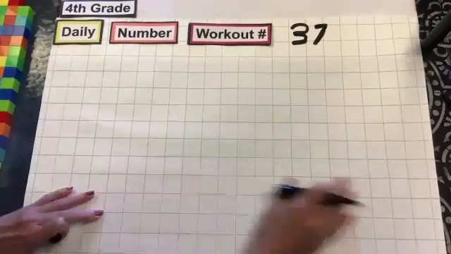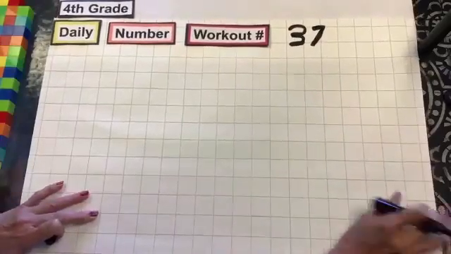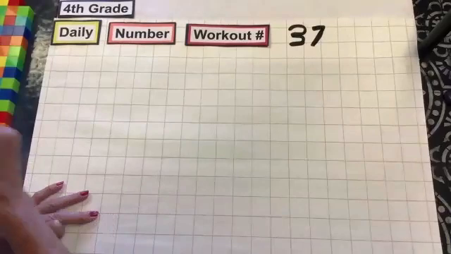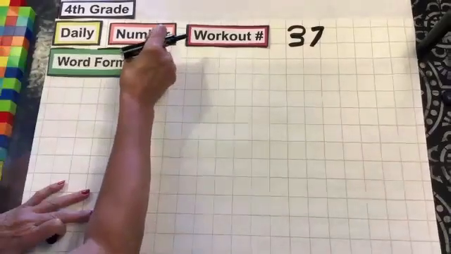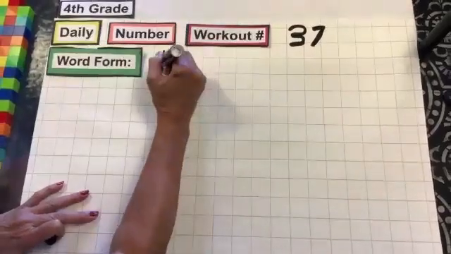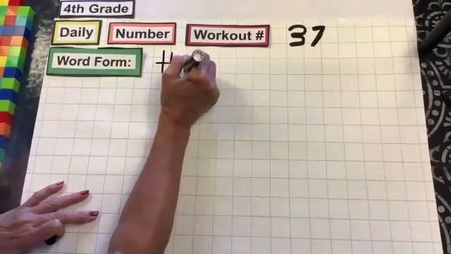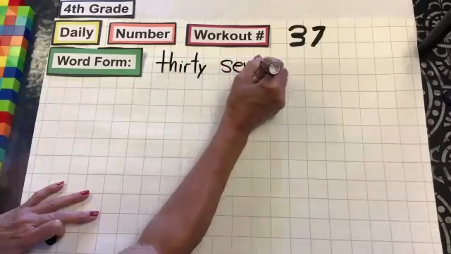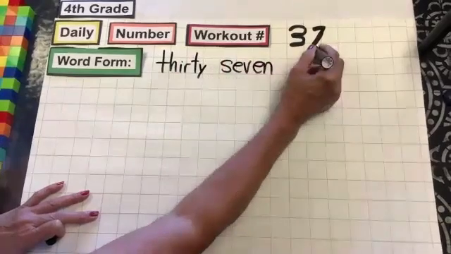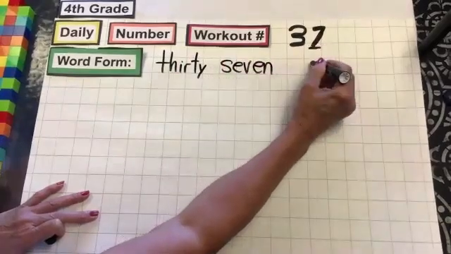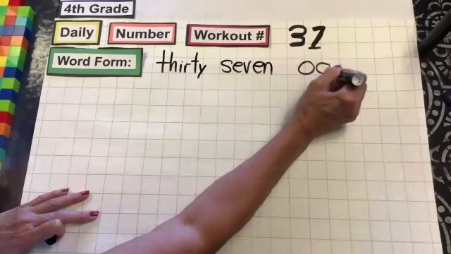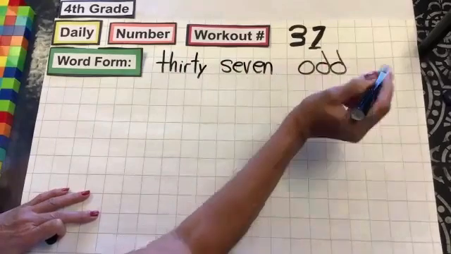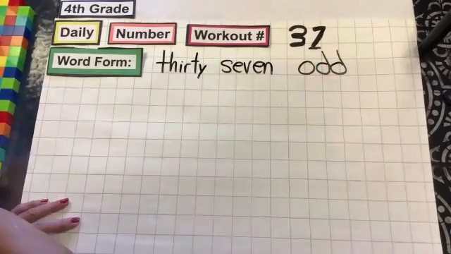Hello and welcome to the daily number workout. Today is the number 37. And so we're going to start off with our word form, of course, 37. And because there's a 7 in the ones place value, we're going to mark this as odd, an odd number.